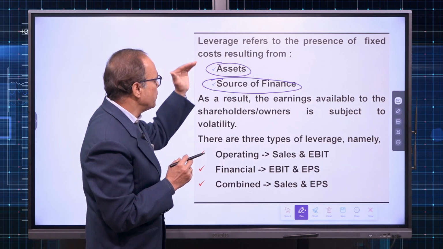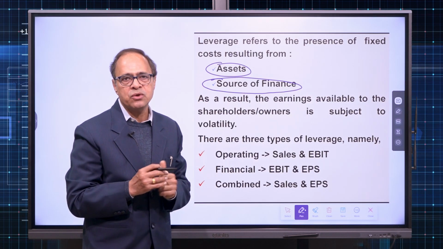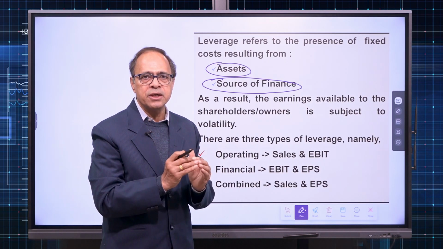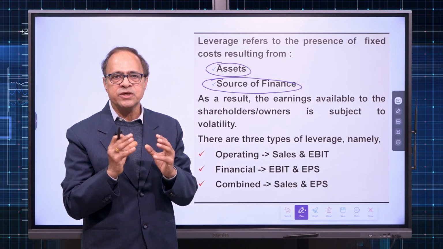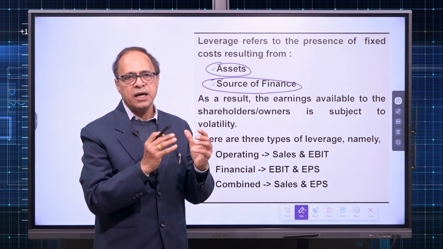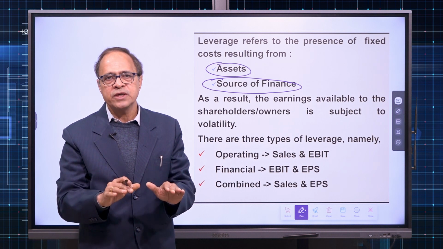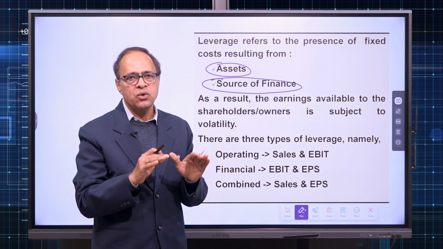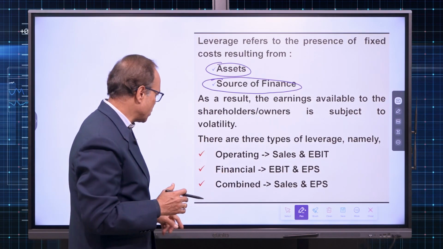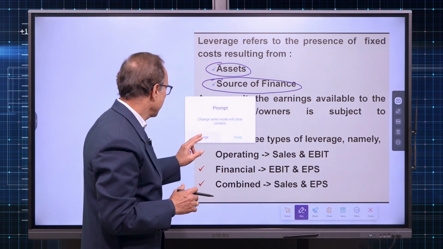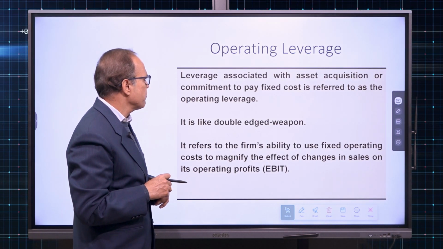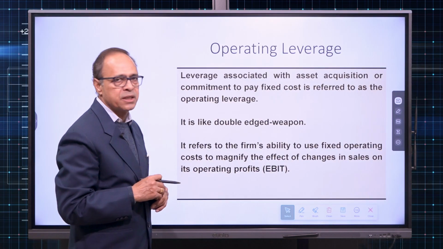High level of component of fixed cost in the operating cost. So since we are talking about operating leverage, whenever in a company's total operating cost the proportion of fixed cost is high, then we say company has high level of operating leverage and high level of operating risk. Low level of fixed cost means low level of operating leverage or low operating risk. There are three types of leverages as we have spoken earlier. Leverage associated with asset acquisition or commitment to pay fixed cost is referred to as the operating leverage.